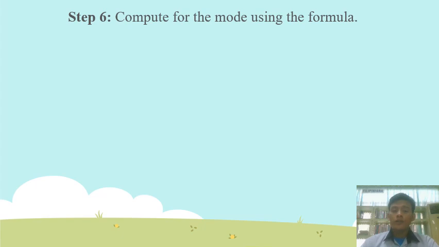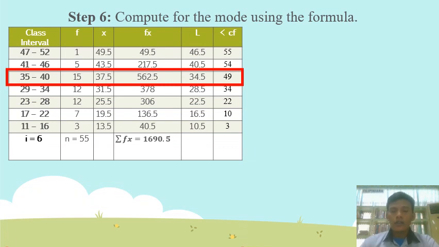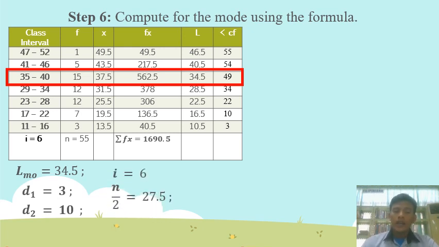Then it's time to compute for the mode using the formula. The given data: the lower boundary of our modal class is 35.5, D sub 1 is 3, as we computed a while ago, and D sub 2 is equal to 10. Interval is equal to 6. And n over 2 is 27.5. Where do we get 27.5? 55 divided by 2 is equal to 27.5. How about the interval? Let's have a review: 17 minus 11 is equal to 6.